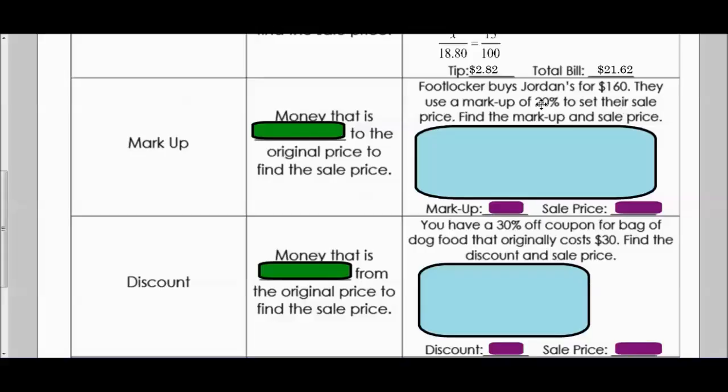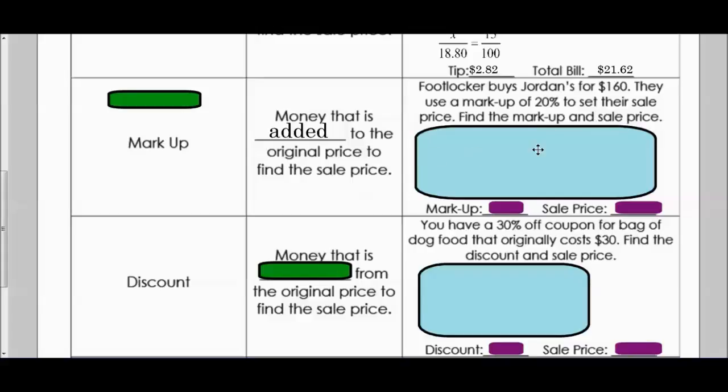So here they're going to mark them up 20% to set their sale price. This is again going to be money that's added to the original price to find the sale price. They're buying them for an original price of $160. They want to sell them for 20% more so that they make some profit. We're going to try to find the markup and the sale price.